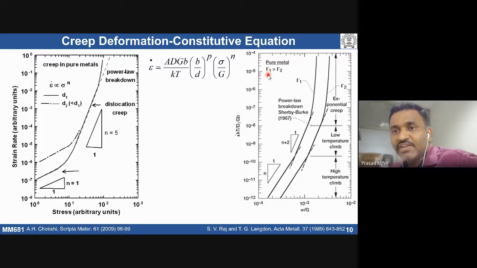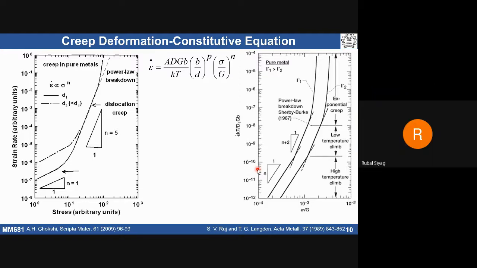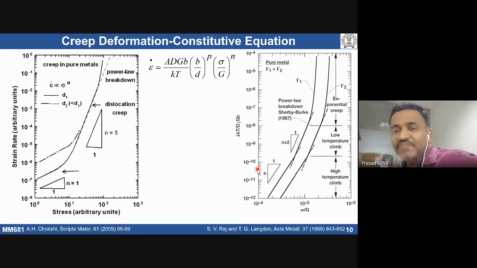Look here, gamma 1 is greater than gamma 2. This is the high stacking fault energy material curve, and this is for the low stacking fault energy material. This is aluminum and this is copper. Now when I fix my stress, which is experiencing more strain? High stacking fault energy material.